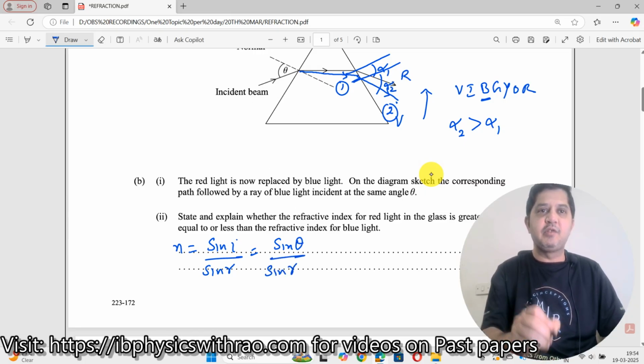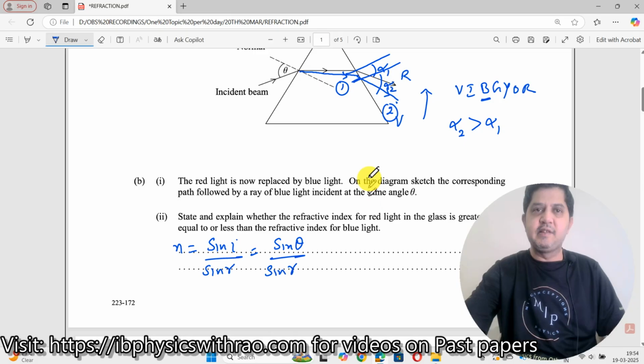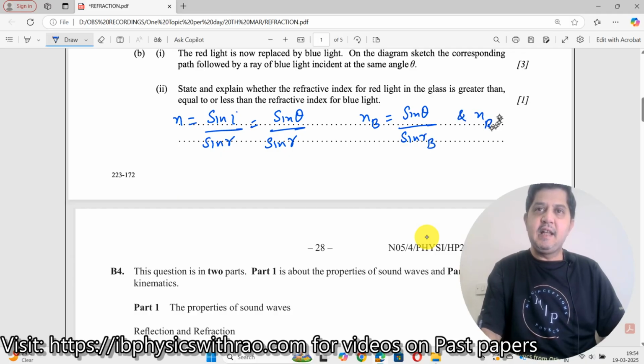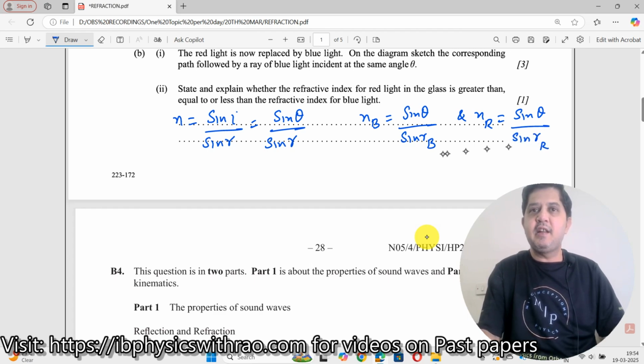Theta is the same for both the rays. So what is the value of r? r differs according to the color. So if r is differing, n should also differ. Now let me write nb is equal to sine theta divided by sine rb, and nr is equal to sine theta divided by sine rr, for blue color and red color.